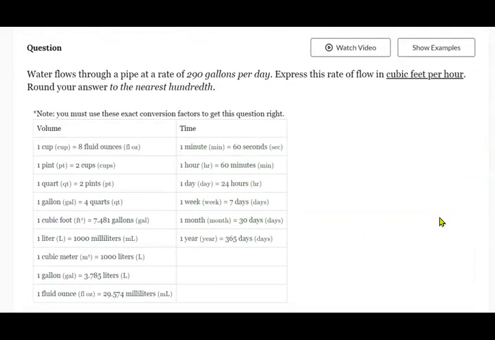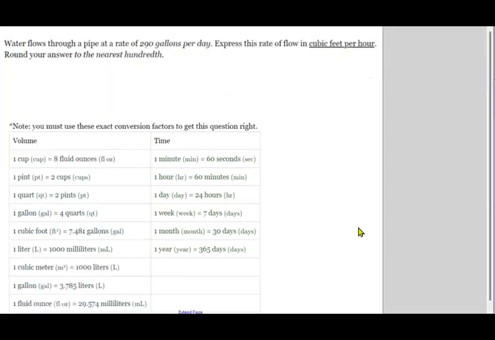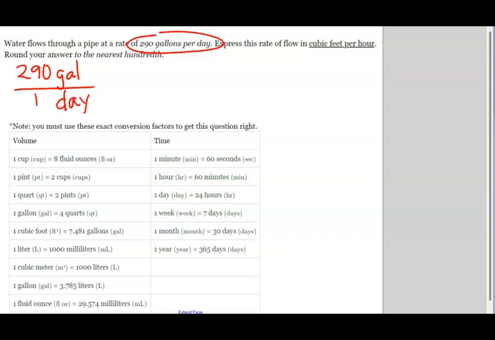Water flows through a pipe at a rate of 290 gallons per day. Express this rate of flow in cubic feet per hour. Round your answer to the nearest hundredth again. All right, let's take a look here. First, we have to write our rate, 290 gallons per 1 day.